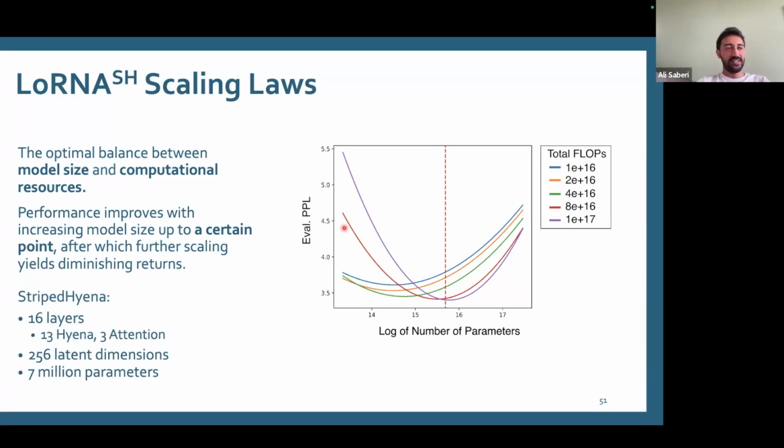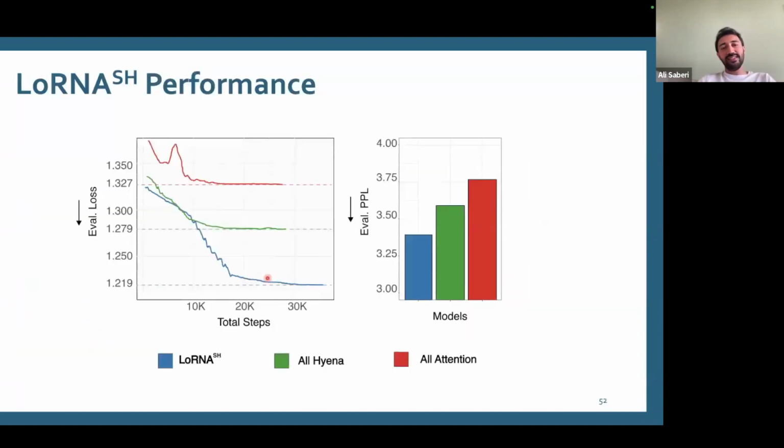And here you can see StripedHyena: 16 layers, 13 Hyena layers, 3 attention layers, 256 latent dimension, and 7 million parameters in total. So this is our model, and this is the performance. You can see that this is the loss, and eventually the perplexity.